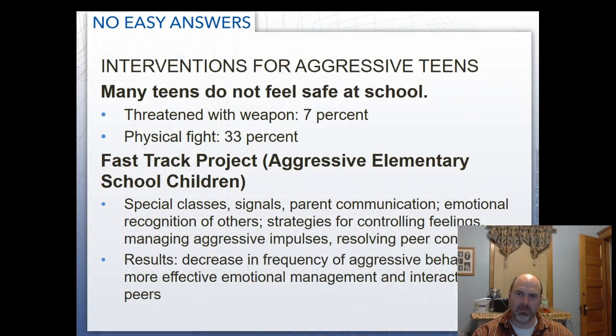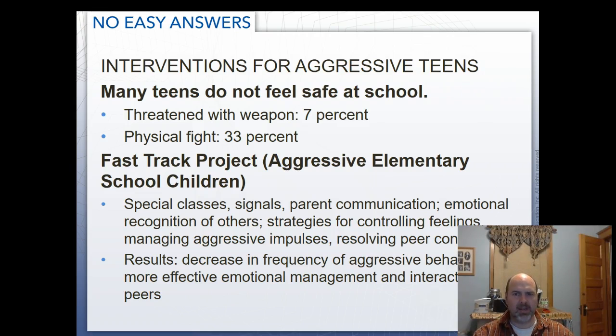So what are some interventions for aggressive teens? Many teens do not feel safe at school. 7% have been threatened with a weapon. 33% have been threatened with a physical fight. There's a program called the Fast Track Project for aggressive elementary school children.